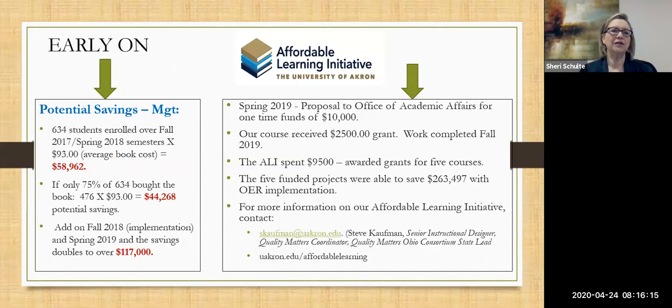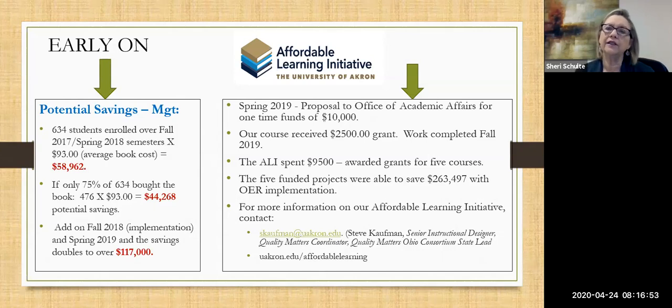Over 2 semesters in the fall of 2017 and 18, with 634 students enrolled, the cost of books is about $59,000. And if only 75% of that enrollment bought those books, we're talking about $44,000. And when you add on subsequent semesters in the fall of 18 and spring of 19, you see that savings really starts to go up quite a bit.